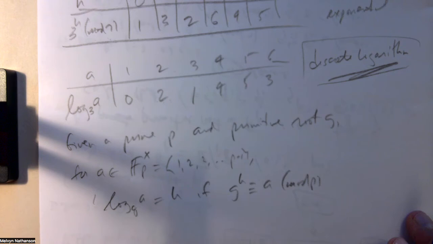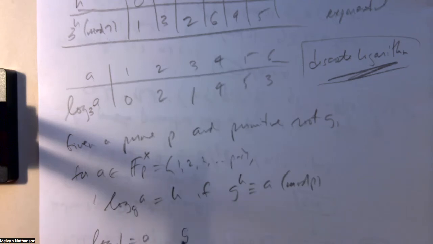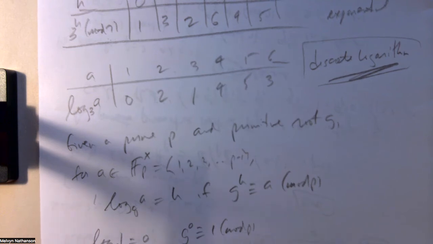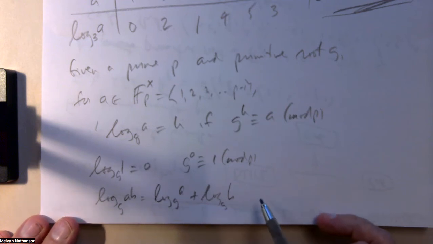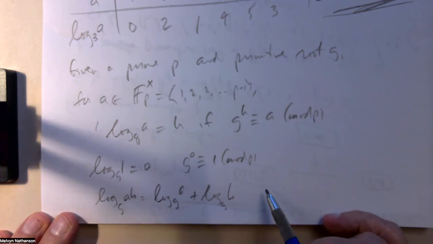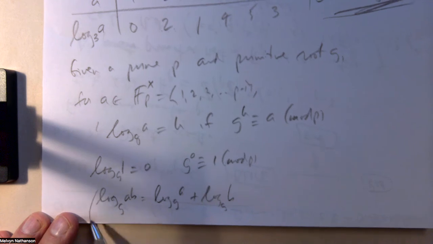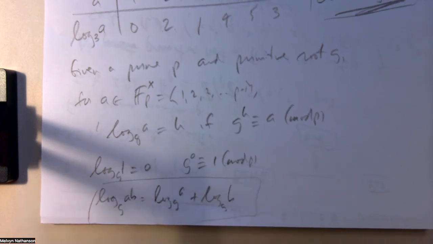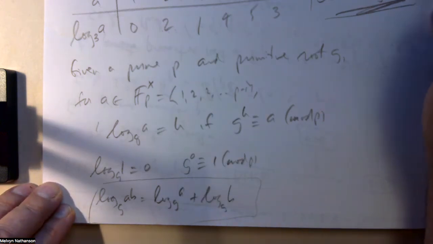And it has the usual properties of logarithm. For example, the logarithm of 1 is always 0, because G to the 0 is congruent to 1 mod P. And the log of AB to base G is the log of A to base G plus the log of B to base G. So this is the addition formula for the logarithm, and it's an exercise in the homework to verify this identity.